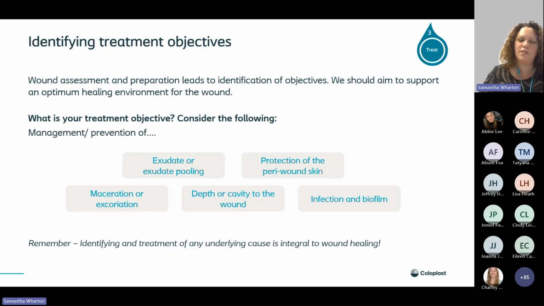Are those subtle signs of local infection there, all those more classic signs? What am I going to use to ensure that we're addressing those and managing those to get that wound to heal? And right at the bottom, again, it's just remembering to identify and treat any of those underlying causes. That really is just that integral part to wound healing. We need to find out why that skin's broken down, and if there's any underlying causes, we need to be treating those.